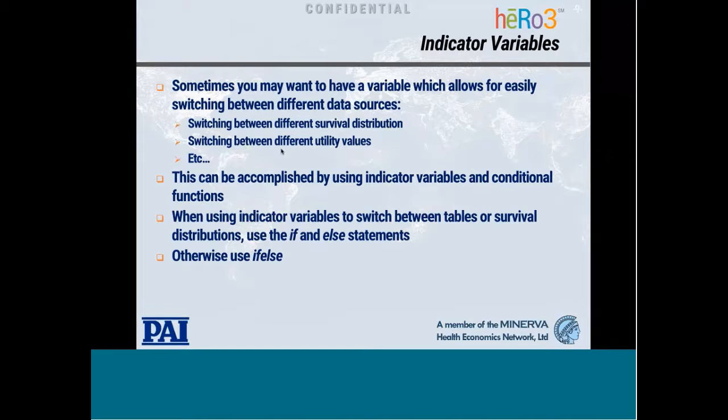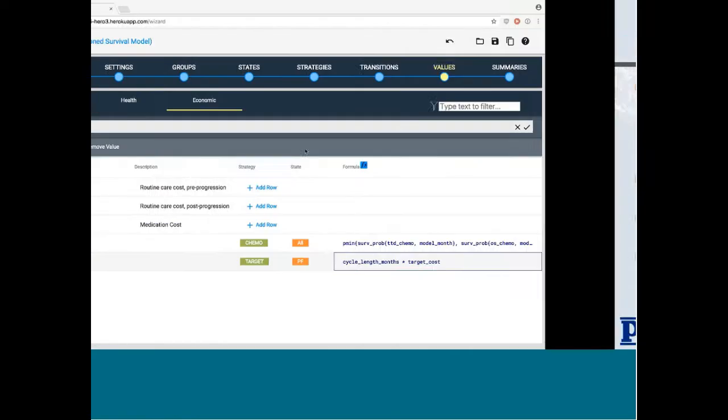Or maybe you have two different tables of utility values. One comes from a regression that you've run and another comes from some published source, and you want to be able to switch between those two pretty easily. The way this can be accomplished right now is through the use of indicator variables, combining them with some conditional functions. Let me give you an example of what I mean by that.